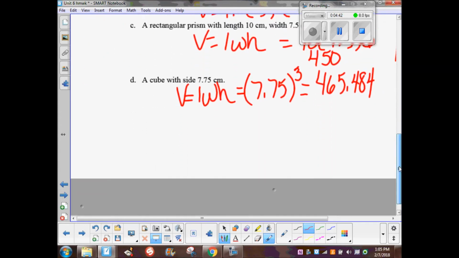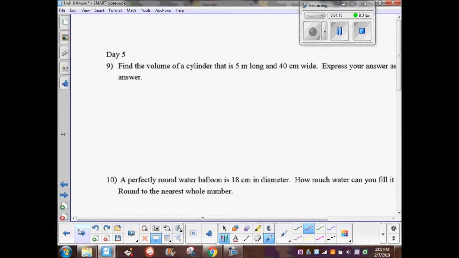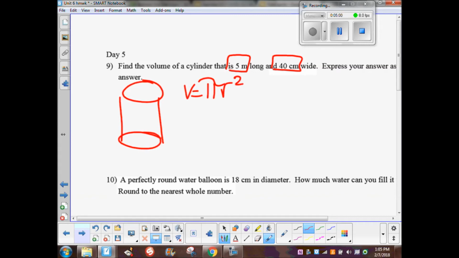All right, go ahead and flip the page. So we have a cylinder here. The key with this one is we've got to pay attention to the units. We've got meters and centimeters. pi r squared h. What is the volume of the cylinder? It is 5 meters long and 40 wide. Centimeters, meters. This is 500 centimeters. Convert everything to centimeters.